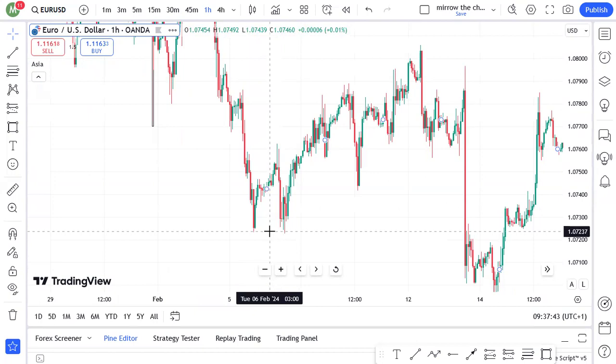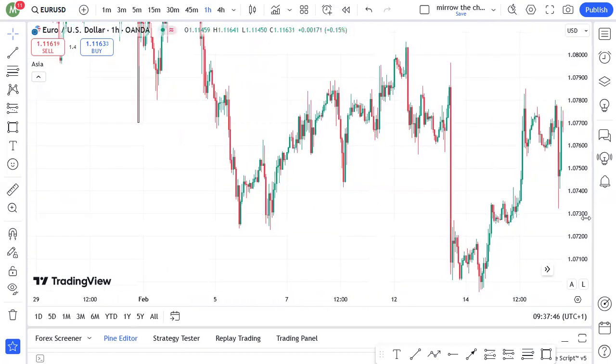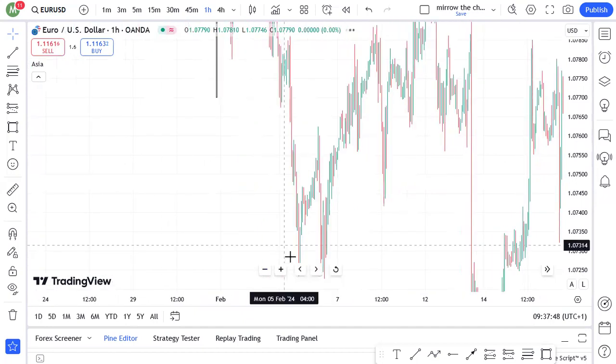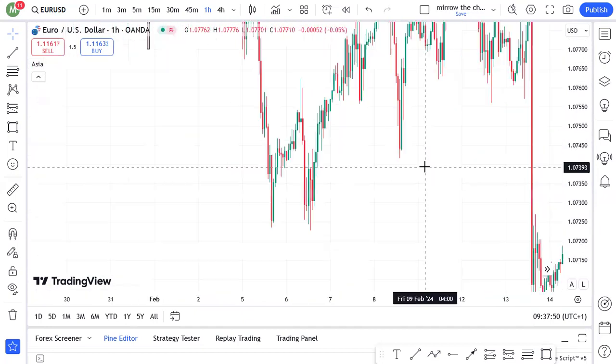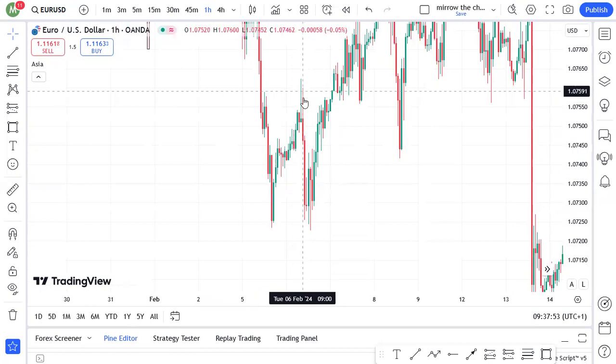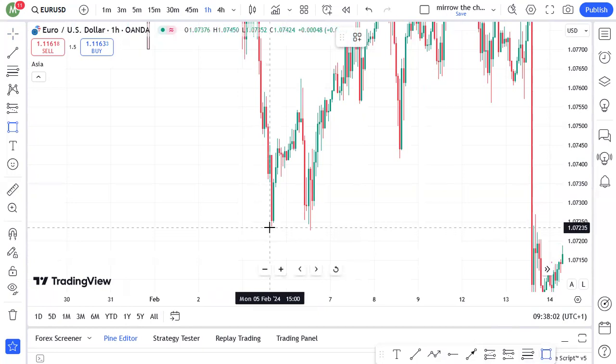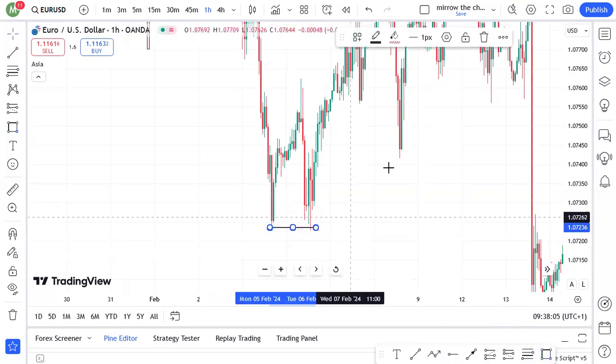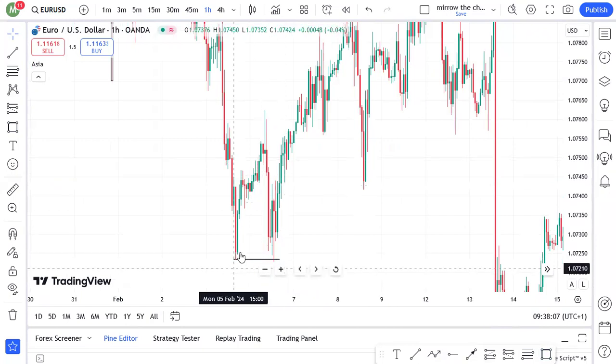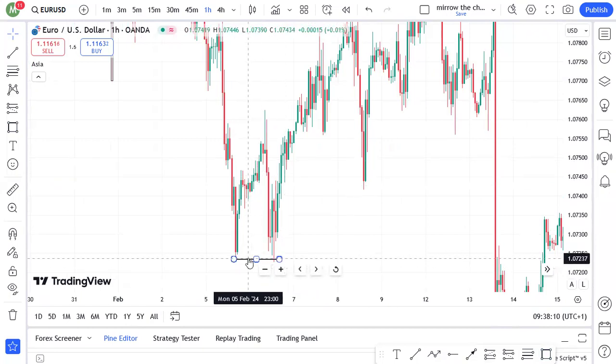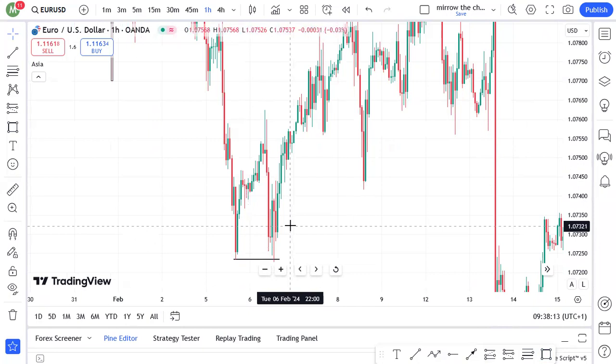Let's see. Now see, if you zoom it like this, you will see Tuesday opened here and traded and made a high and came down to do what? And take out Monday low. Tuesday opened here, came down and took out Monday low. You see?